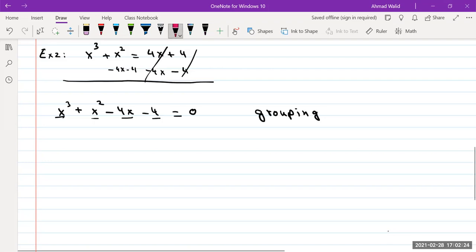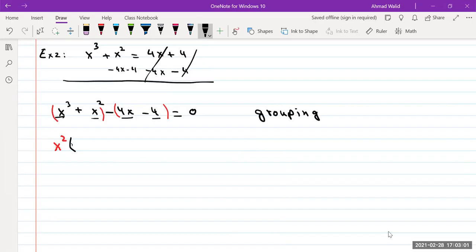But look here, if I do this, if I make 2 groups, x cubed and x squared, one group, and negative 4x and negative 4, another group, I can apply my GCF factoring on these 2 groups. How? What is the GCF in group 1? The GCF in group 1 is x squared, correct?